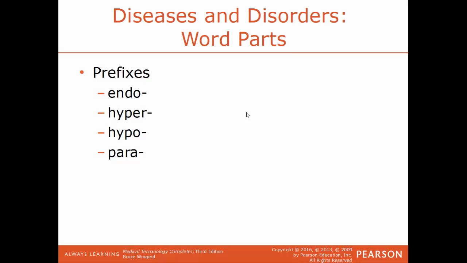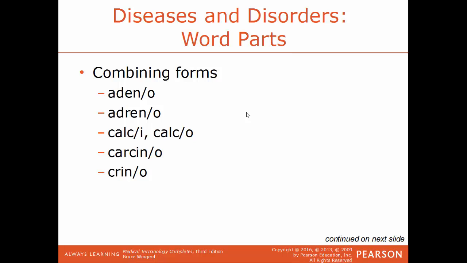The first one, endo, means inside. Hyper means above. Hypo means below. Para means local or nearby. Some common combining forms you'll see. Adeno is a reference to a gland. Adreno is a reference to the adrenals. Calci or calso is a reference to calcium. Carcino is a reference to cancer. Crino is a reference to a secretion.